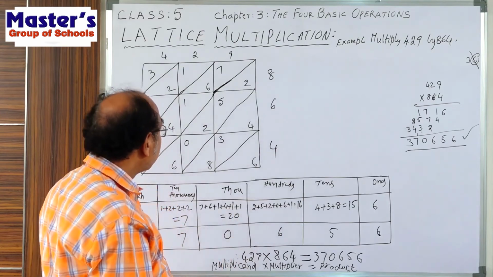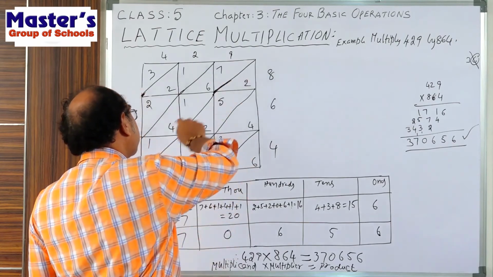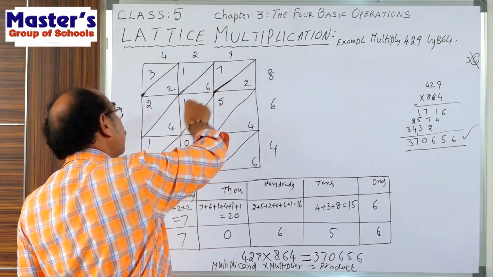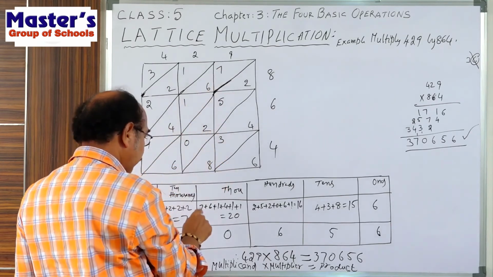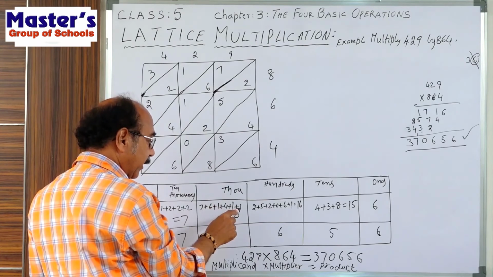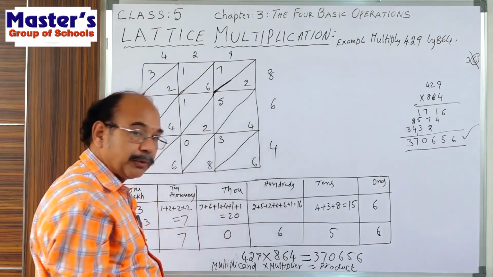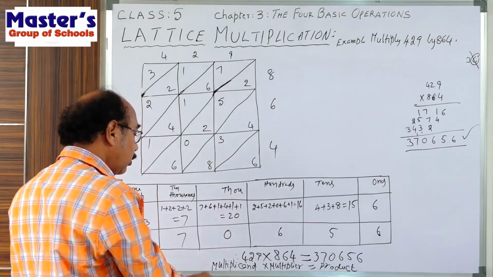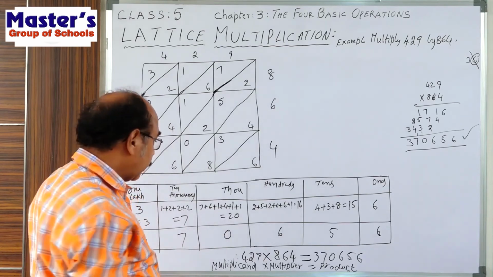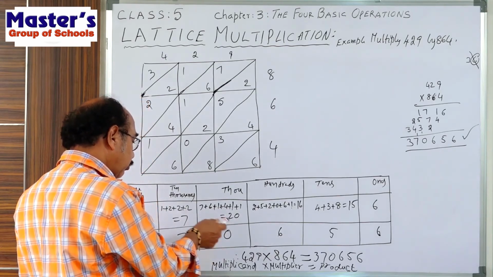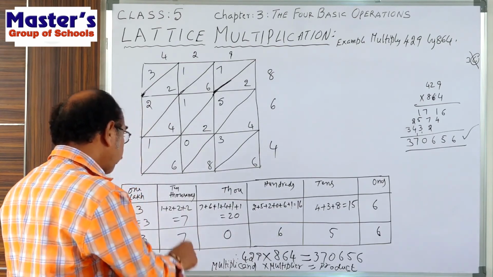Now thousands place. Come to the next diagonal. Thousands means this is the next diagonal. That means 7, 6, 1, 4, 1. 1 is that carried number. Now add, 20 you got. So write 0 in the thousands place. And the next, 2 is there now. That 2 should be carried to the next place. That will be 10,000.